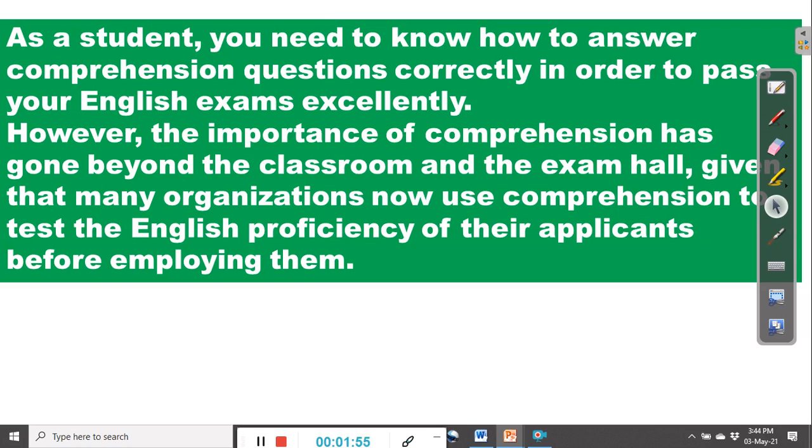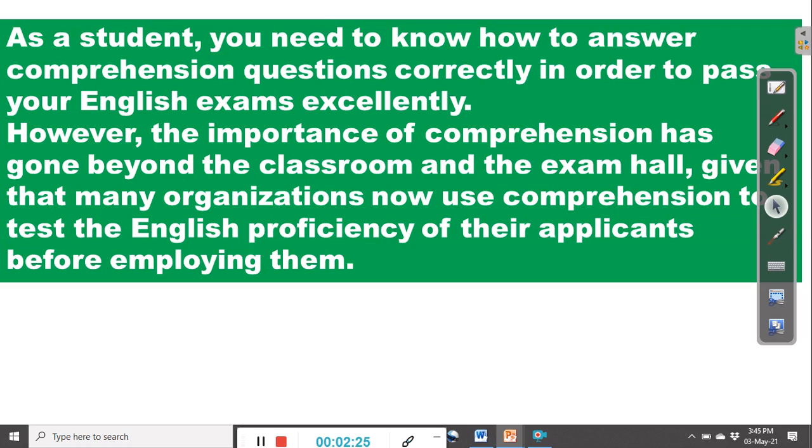If you are traveling out of the country and you want to take any of these exams, such as IELTS and others, of course, you will be tested. Your knowledge of comprehension will also be tested. So it is important for you to learn different types of comprehension questions and how to answer them.